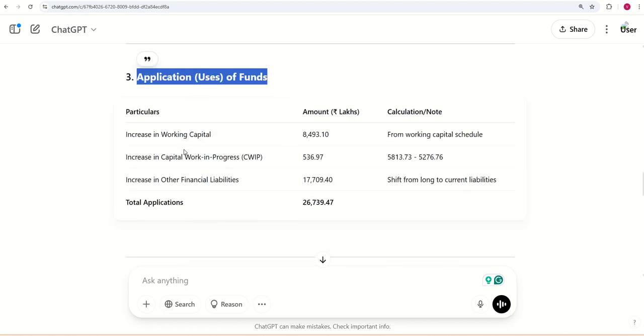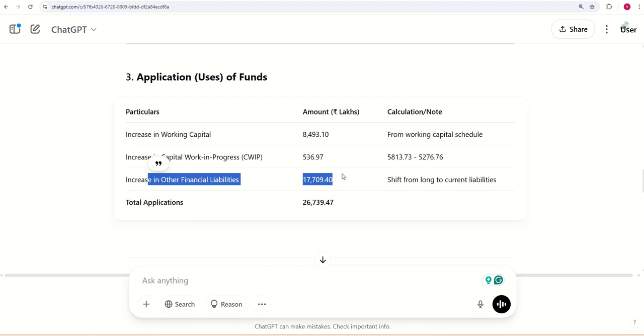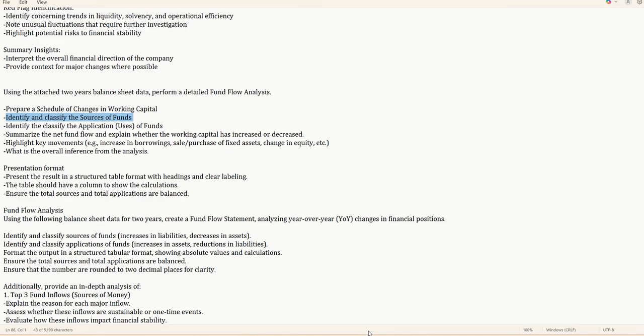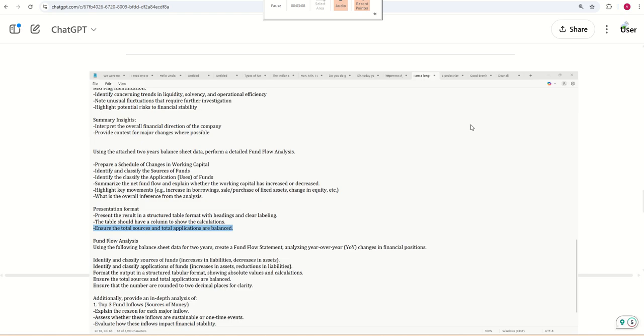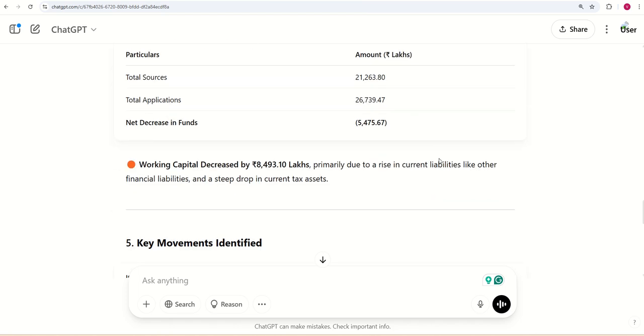Where was the money deployed? So there's an increase in working capital, then an increase in CWIP, and an increase in financial liabilities. What the company has done is shift from long-term, non-current liabilities to current liabilities. So net fund flow. I had told it to please ensure that the total sources and applications are balanced, but it is not balanced. Why? Because there must be some negligible amount which is not reflected in the balance sheet.